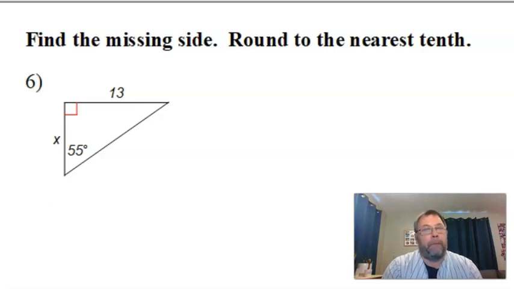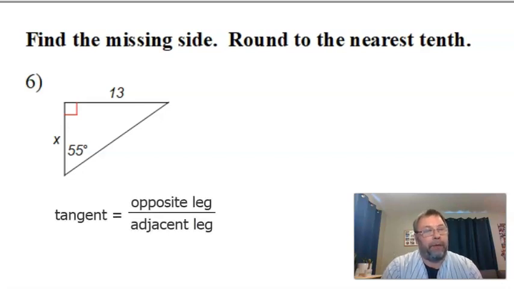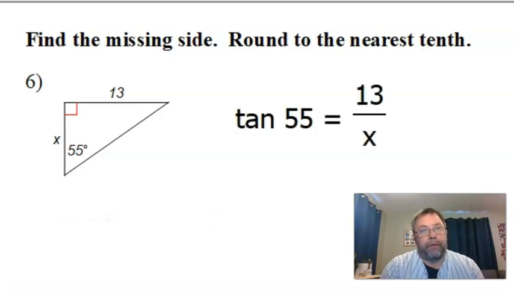I can see right away both of these are my legs. 13 is my opposite leg, X is my adjacent leg. And if you remember from our last couple lessons, that's tangent. So let's set this up. So here's how we start.